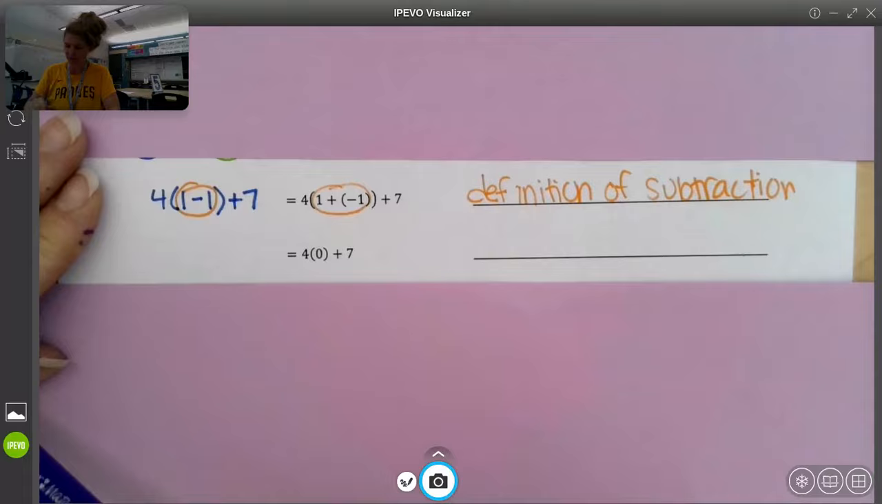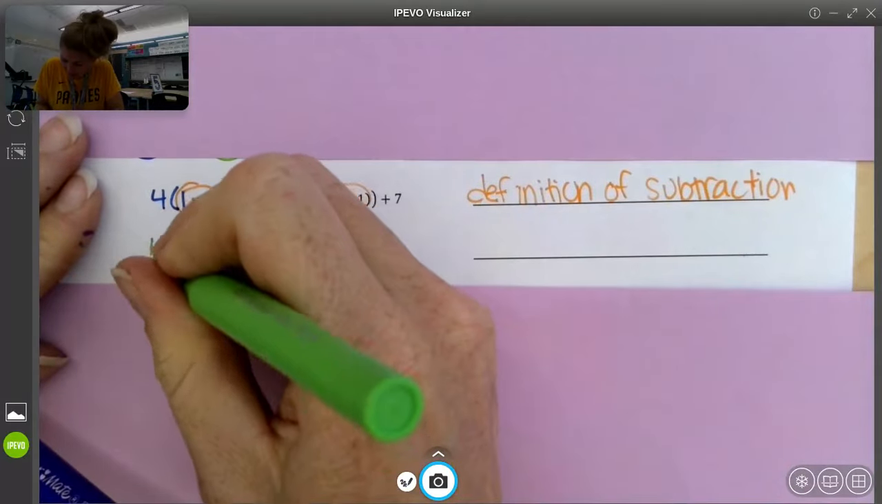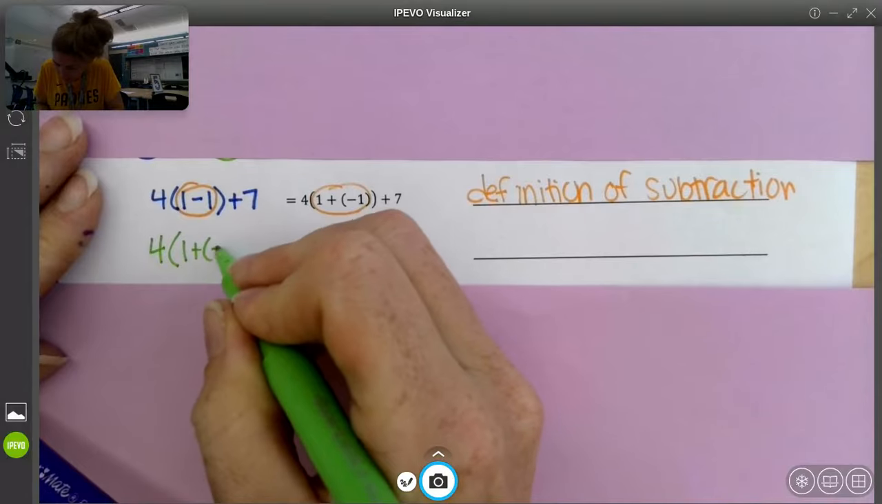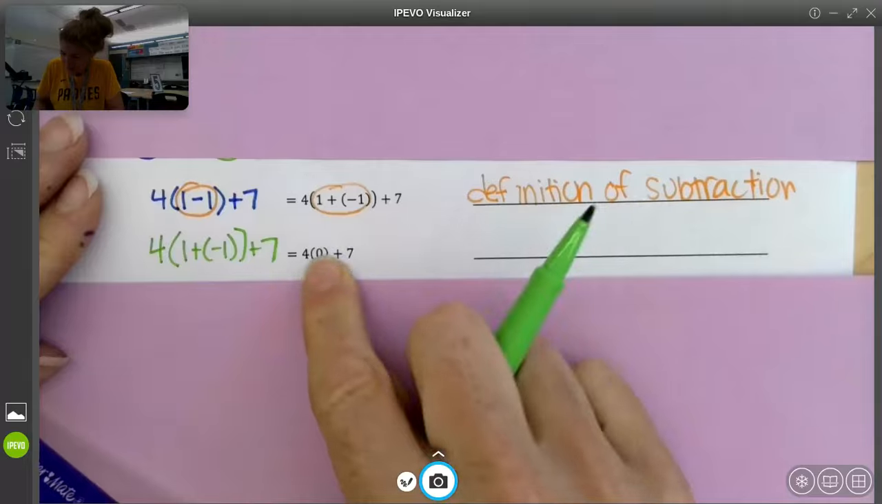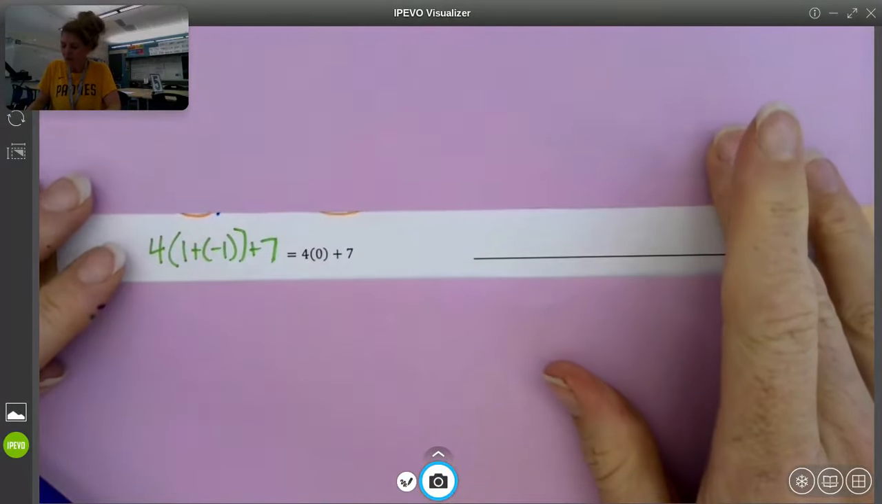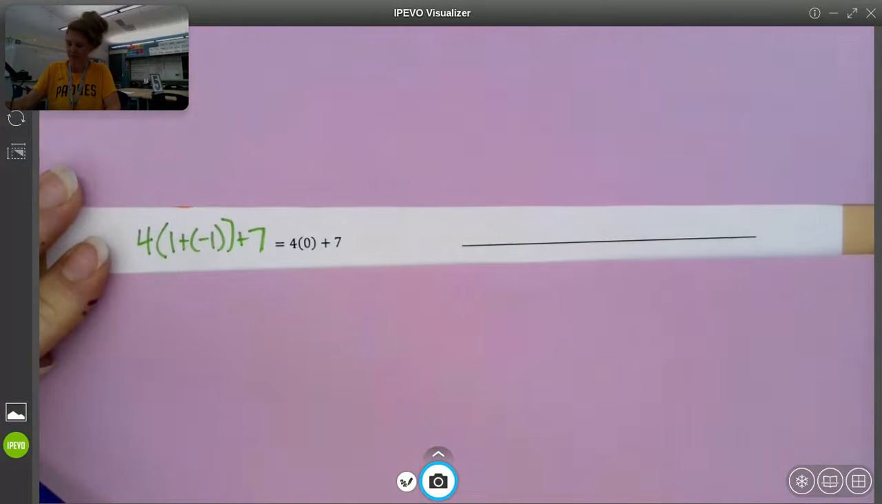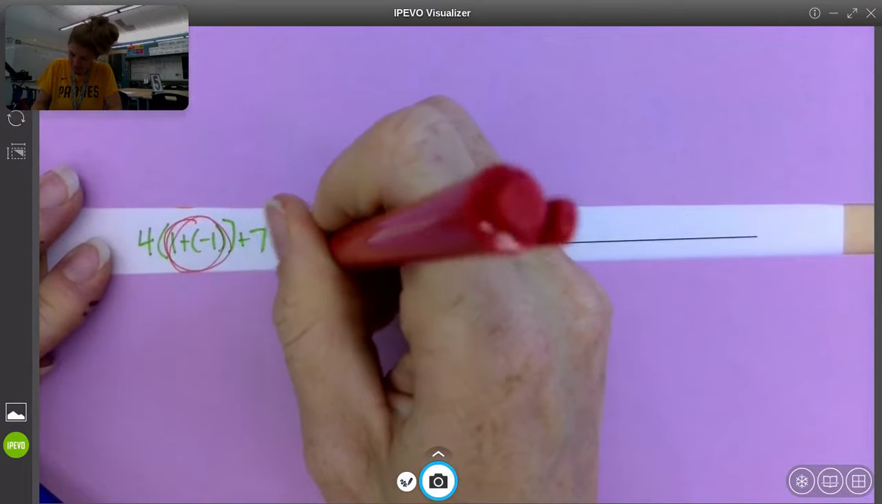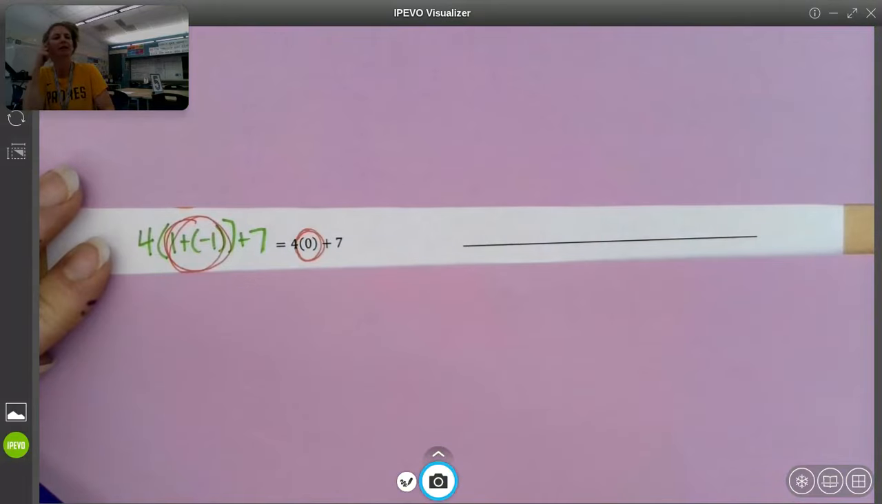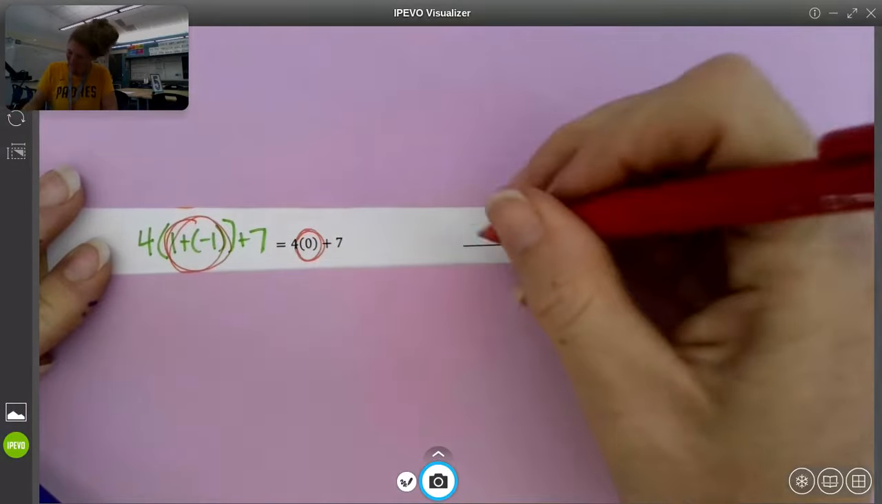Okay, now let's look at the next one. Again, rewrite it to make it easier. We're saying 4 groups of 1 plus negative 1 plus 7 turned into this. Ignore what happened previously. What changed? I see it. 1 plus negative 1 turned into 0. 1 plus negative 1 is equal to 0. A number and its opposite is equal to 0. Oh! Do you know what it is? A number and its opposite gets you 0? On 3. 1, 2, 3. Additive inverse property. Ah!